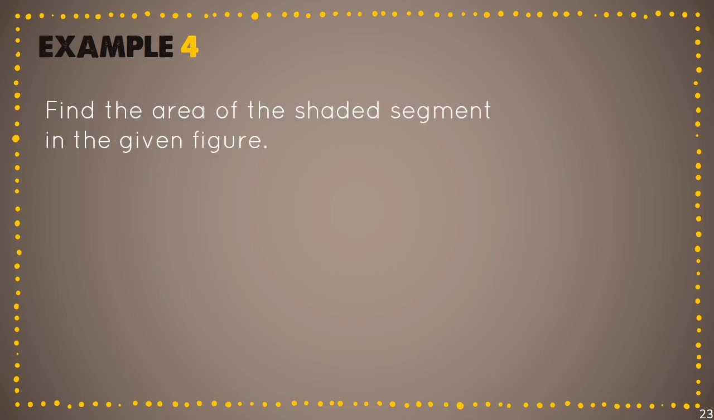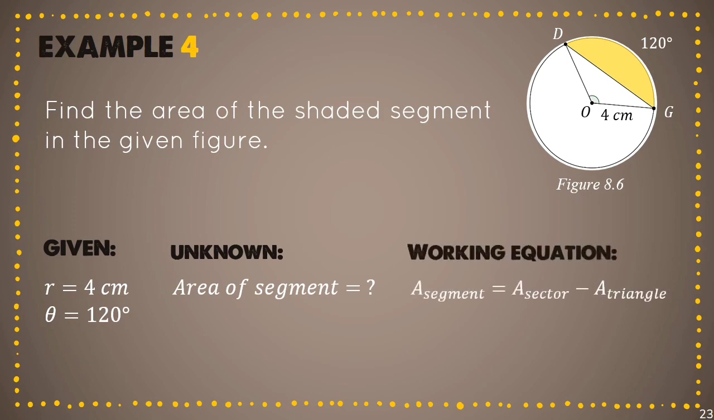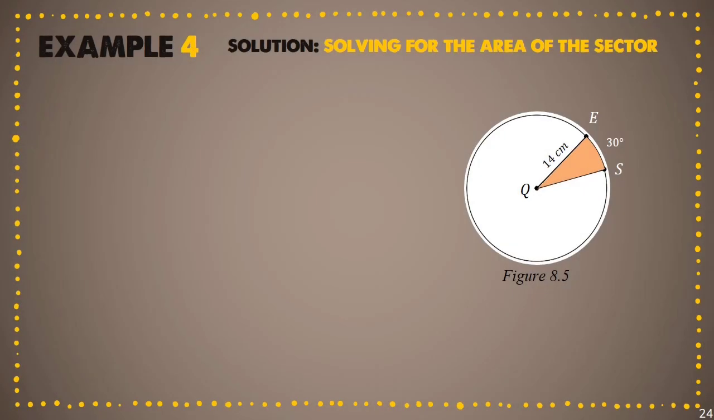For example, find the area of the shaded segment in the given figure. Given are the radius, which is equal to 4 centimeters, and theta, or the measure of arc DG, which is 120 degrees. Since the unknown in the problem is the area of the segment, we may solve for the area of the sector and the triangle separately.